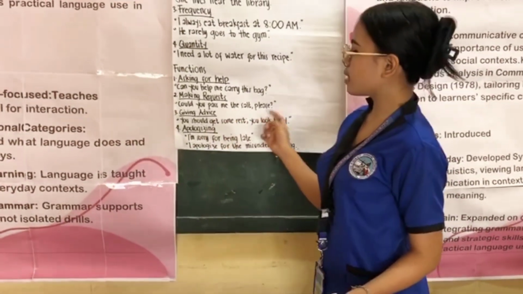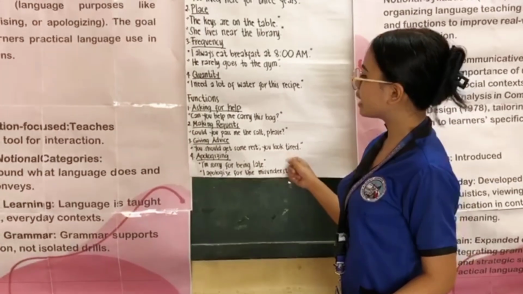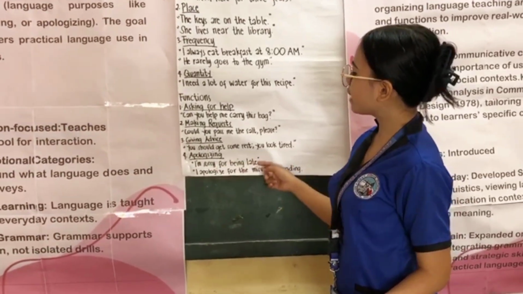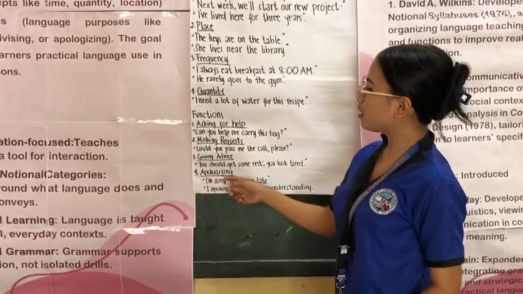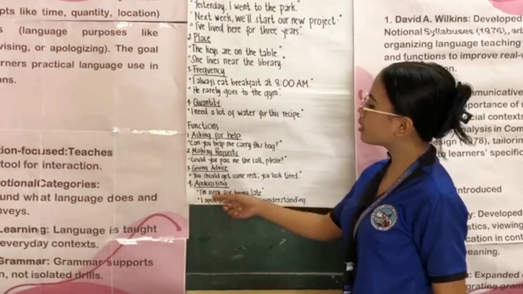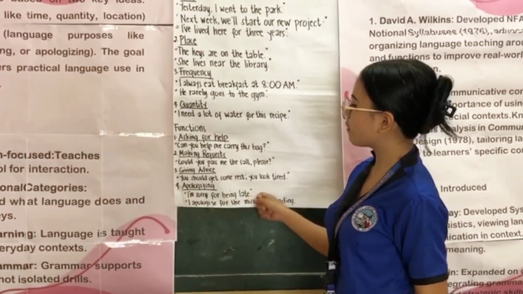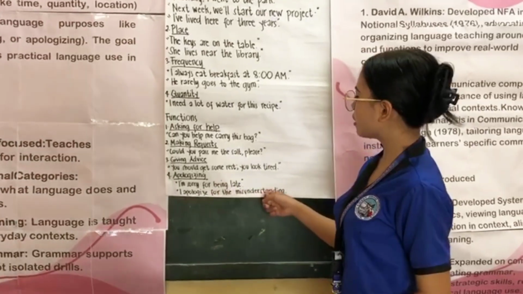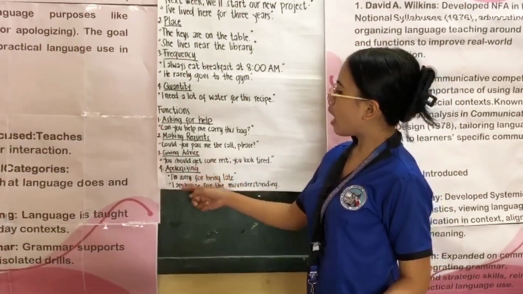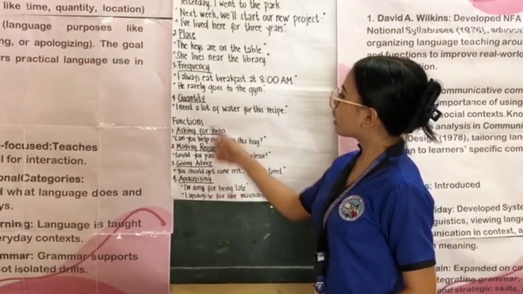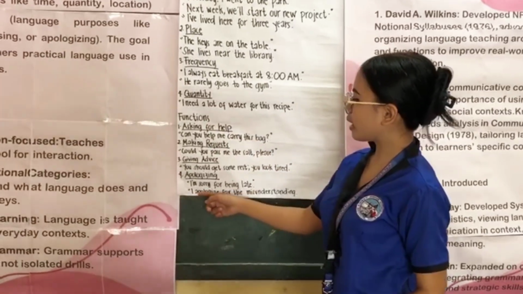Fourth is apologizing. The sentence, "I'm sorry for being late." Apologizing. The words "I'm sorry" are the function of the sentence. And then, "I apologize for the misunderstanding." The function of the sentence is "I apologize."